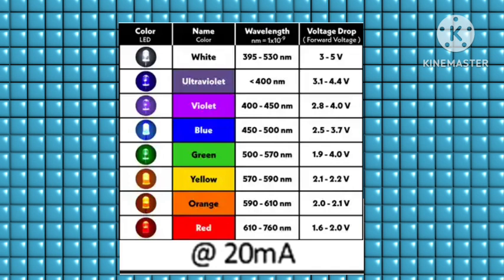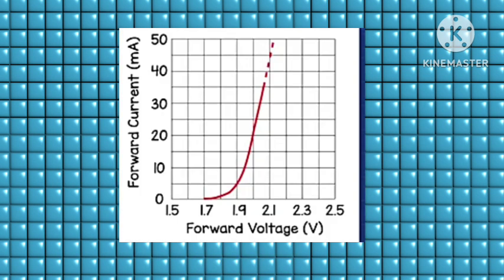Looking from the datasheet, we find each LED's voltage drop, and the red has a voltage drop rated 2 volts. We can see from the data chart that at 2 volts, 20 milliamps of current should flow, but if we apply 1.6 volts, we should have 0 milliamps of current. So the LED remains off.